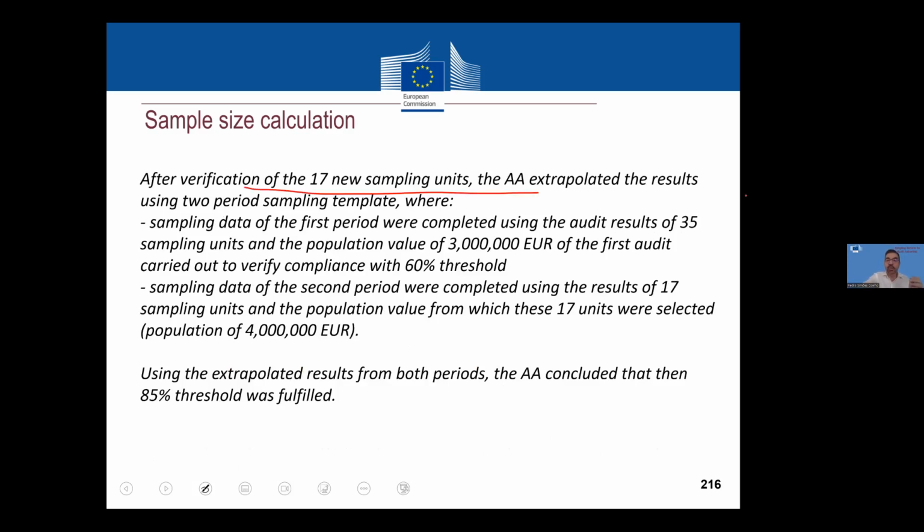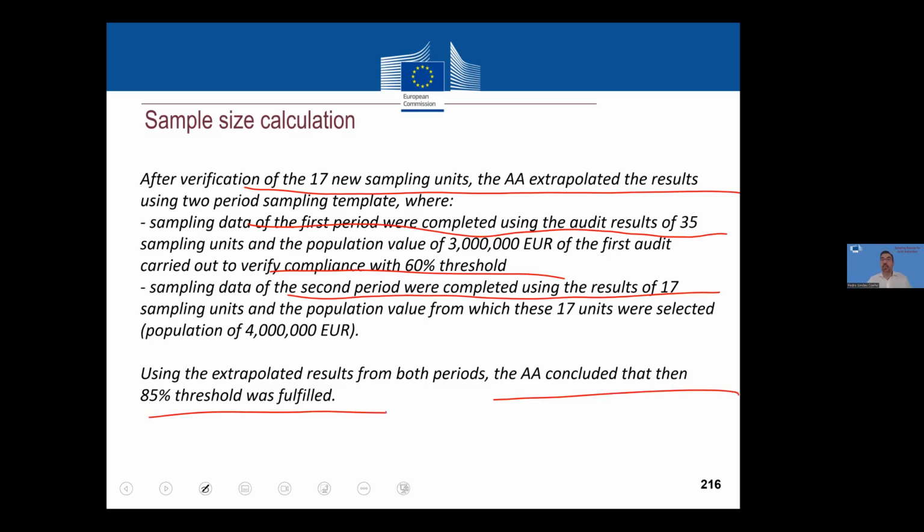After you have verified the additional 17 units, what do you have? You have some data regarding the first period where you have audited 35 units to verify the compliance with the 60% threshold, and you have some data for the second period regarding the additional 17 units, and now you are going to use the extrapolated results, combining both periods, in order to conclude about the 85% threshold implementation.